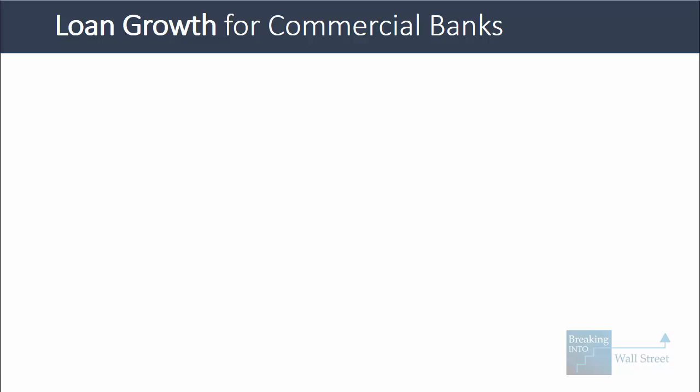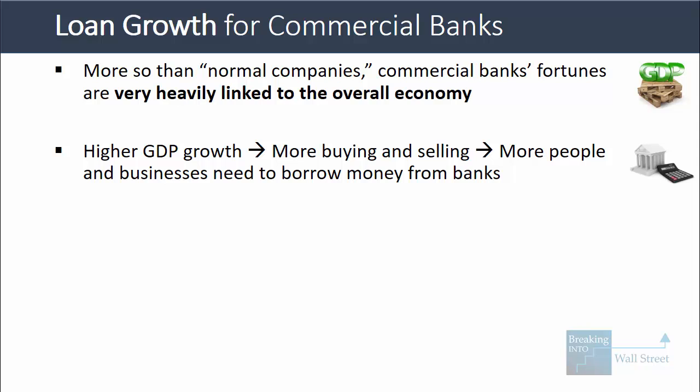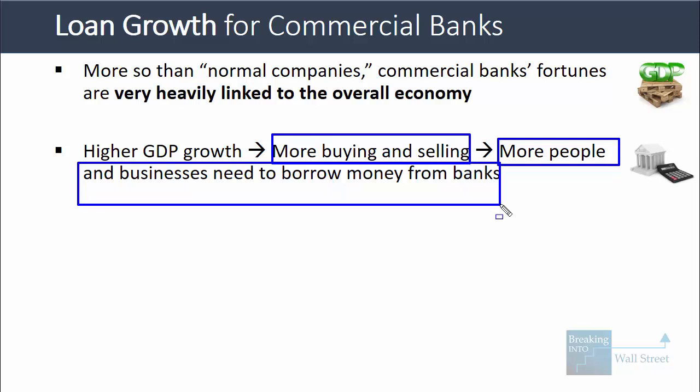So if you think about just that first component, the loan growth for commercial banks, more so than with normal companies, commercial banks' fortunes are very heavily tied to the overall economy. And what I mean by this is that if you have higher GDP growth, GDP, the gross domestic product of the country, a measure of the overall economic activity, and the economy is growing more quickly, you're going to have more transactions. So more buying and selling. And as a result, more people and more businesses are going to need to borrow money from banks.